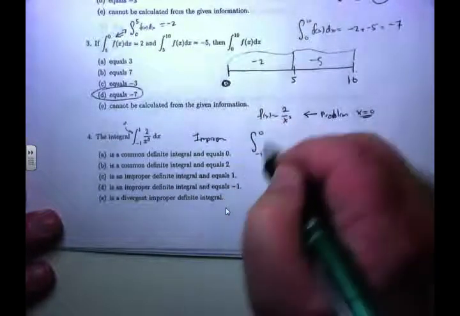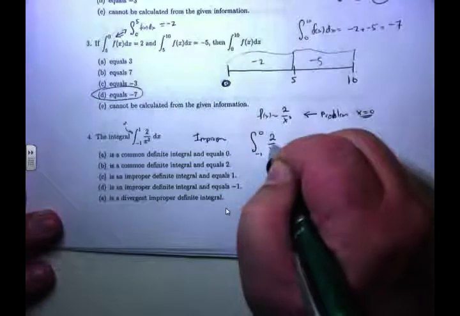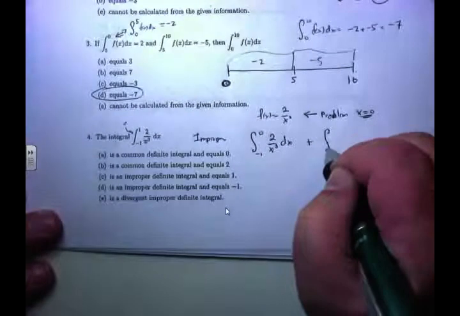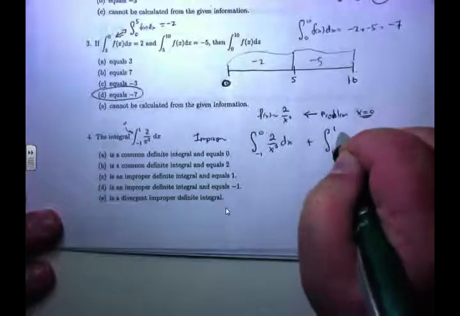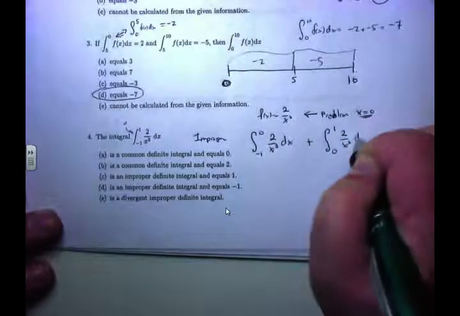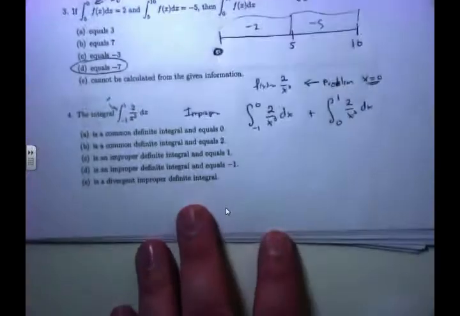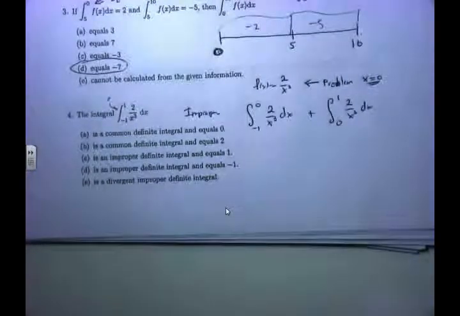That'll be the integral from negative 1 to 0 of 2 over x cubed dx plus the integral from 0 to 1 of 2 over x cubed dx. Does that make sense? Now, again, I'm going out of my way to show you the work. I know this is multiple choice and I don't have to do this, but I'm doing this for your benefit in case this problem happens to show up on a free response. This is the work you need to show.